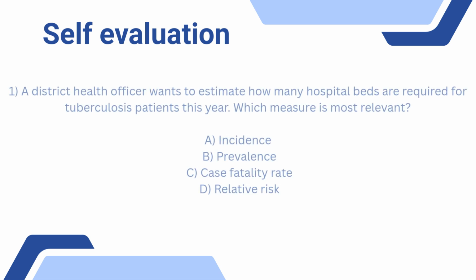Before we conclude, try answering these three questions. I want you to pause and think before looking at the answer. A district health officer wants to estimate how many hospital beds are required for tuberculosis patients this year. Which measure is most relevant? Incidence, prevalence, case fatality rate, or relative risk? The correct answer is B, it's prevalence, because we need to know how many people currently have the disease in order to plan the services.